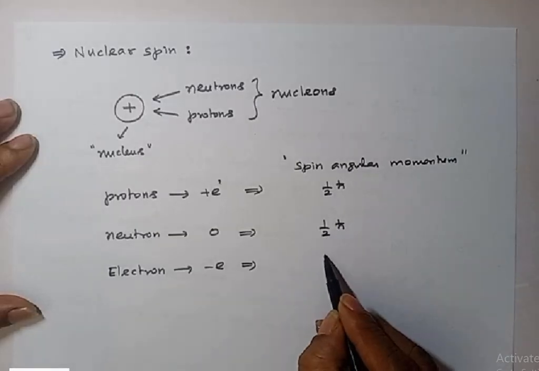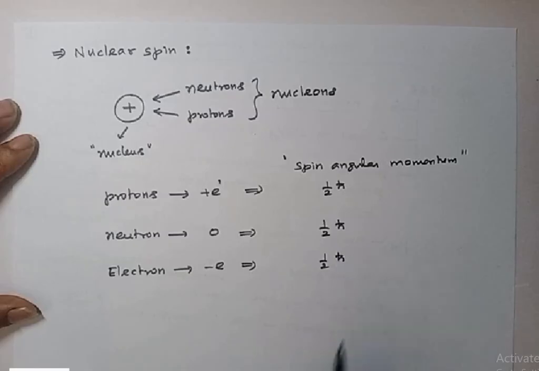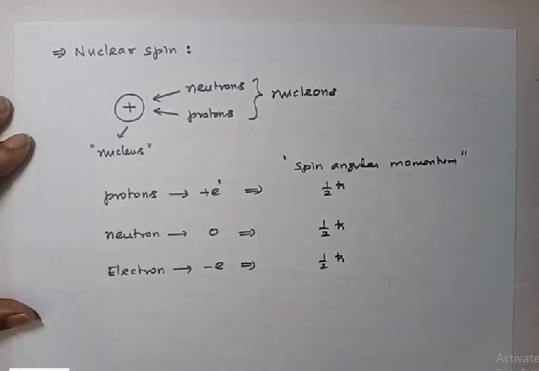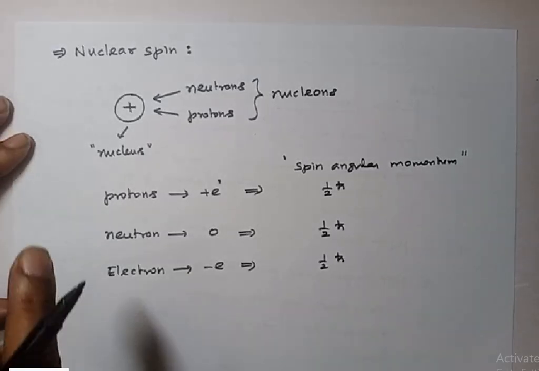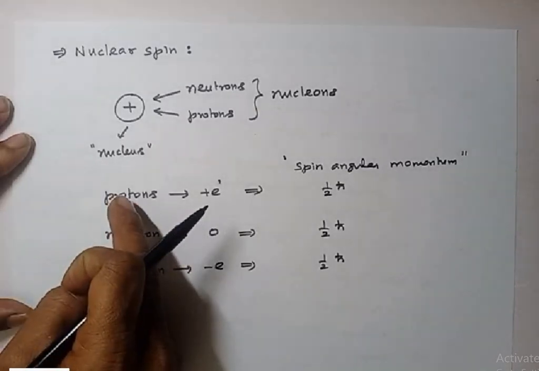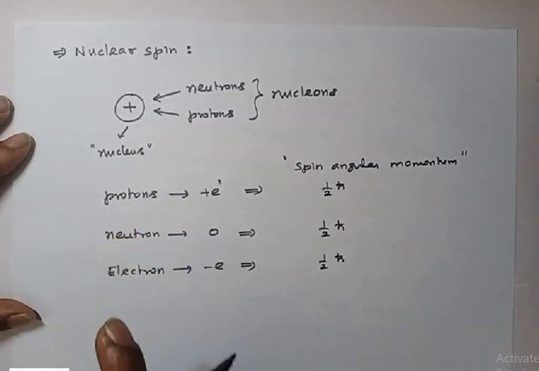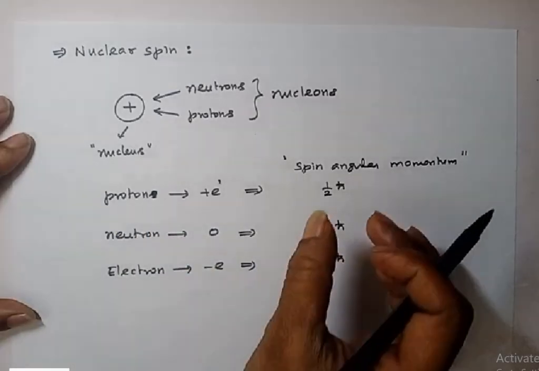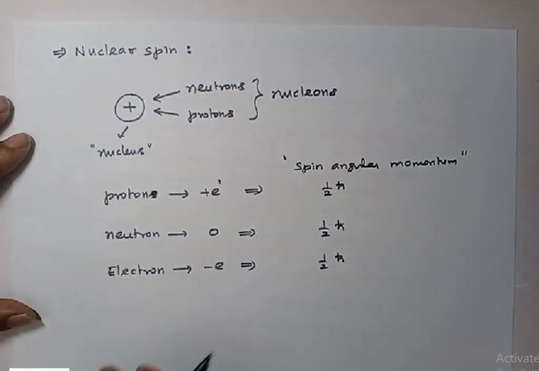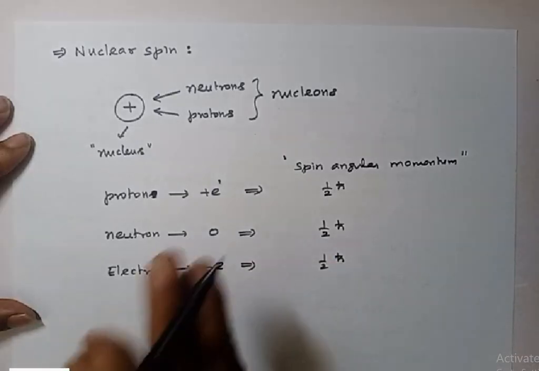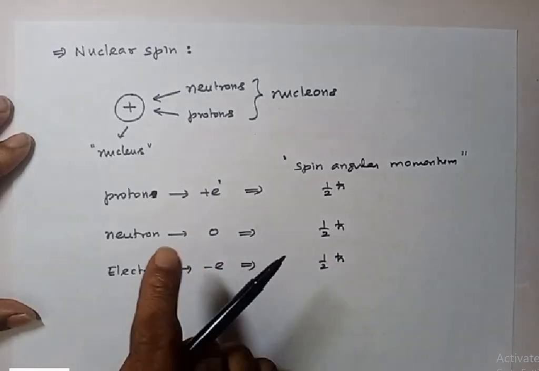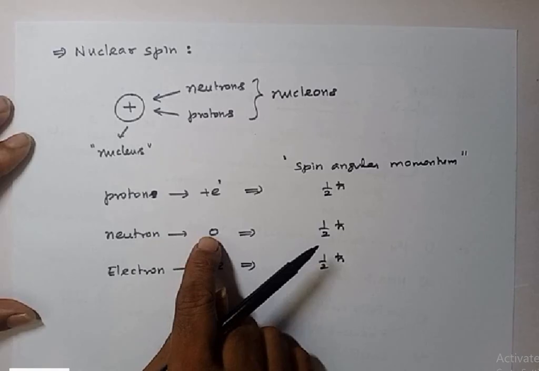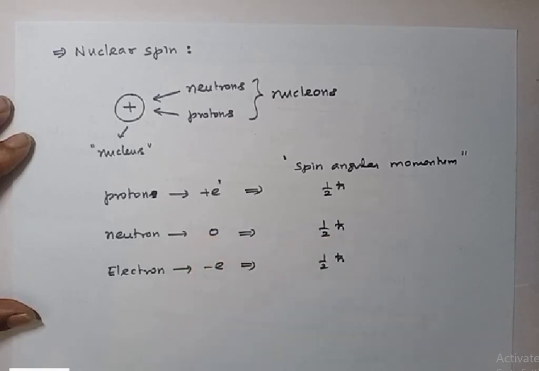And for electron of MH class. These are the spin angular momentum values of a proton, of a neutron, of an electron. This is for one proton. One proton has this spin angular momentum. One neutron has this spin. So keep this in mind. Even a particle without charge has spin.